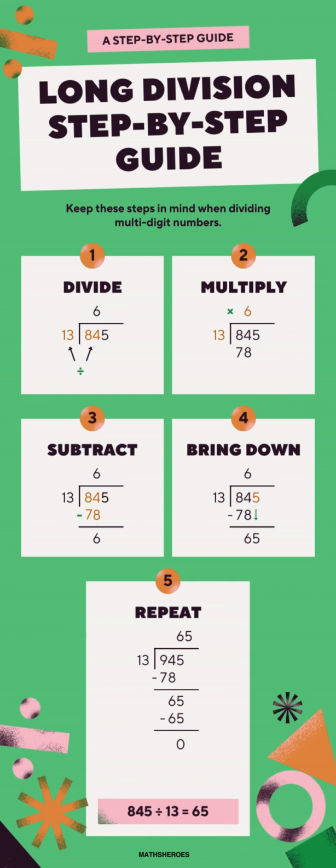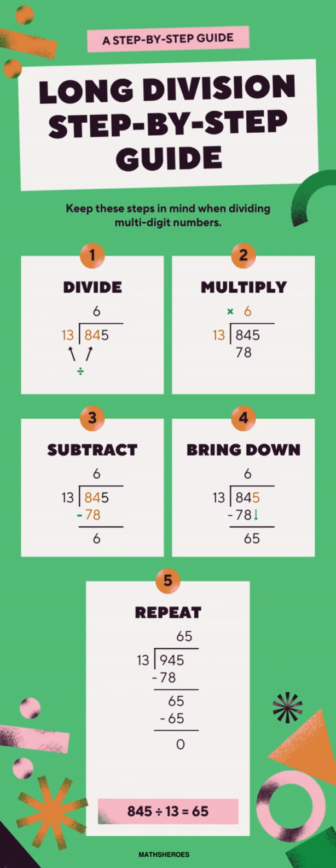So that's our first step. Then our second step, we multiply. We multiply 6 by 13. I've already mentioned that that's 78. So then we write 78. Then we move on to our third step. We subtract. If we subtract 78 from 84, we get 6. Right? And then after that, we carry out step number 4, which is bringing down. So we bring down the 5.